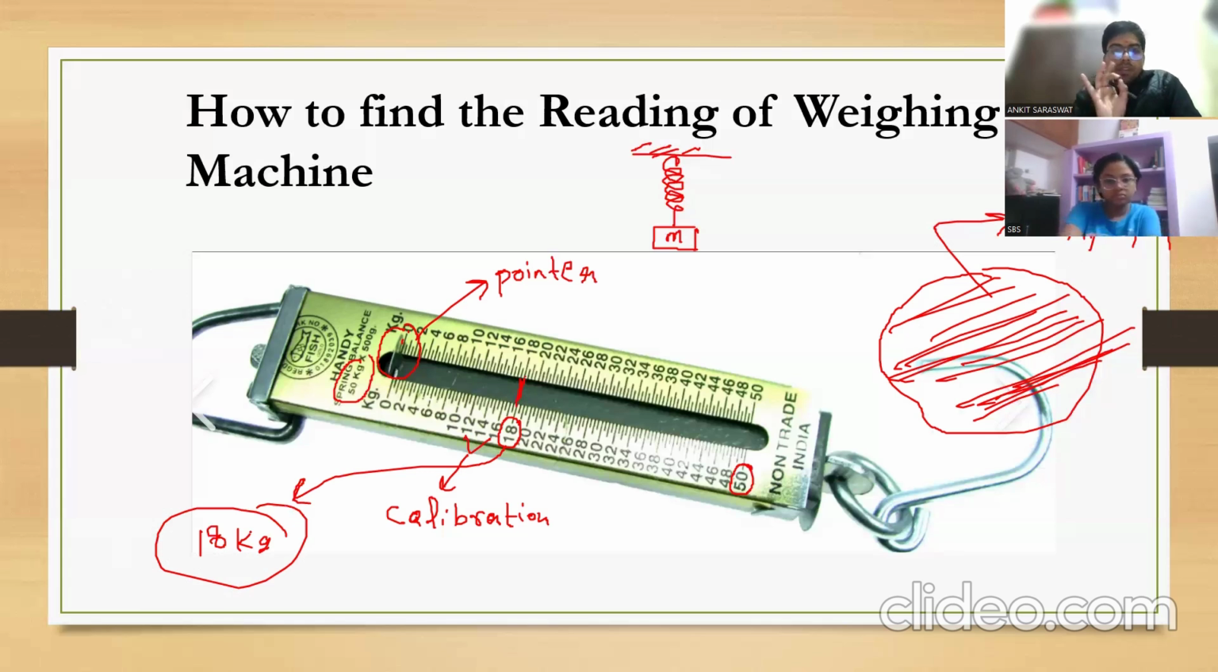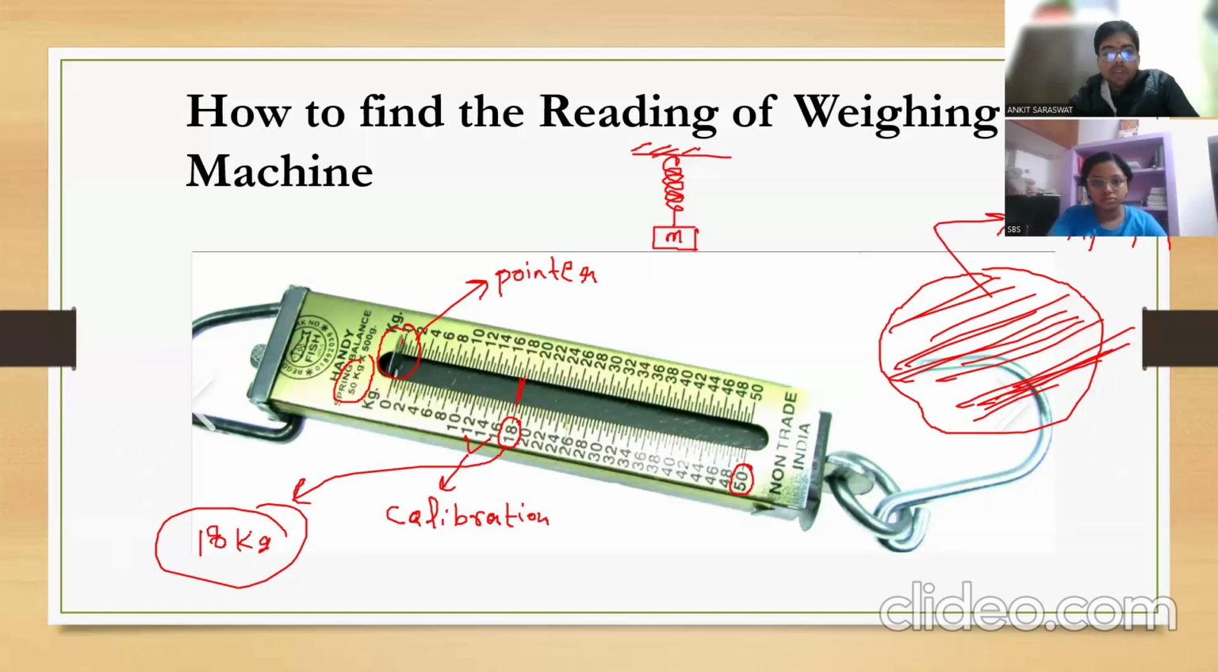So weighing machines are of two kinds. One is the spring balance. In a spring balance, it is simply the reading. Who will give the reading? Simply the spring force. The more the spring force, the more the reading.